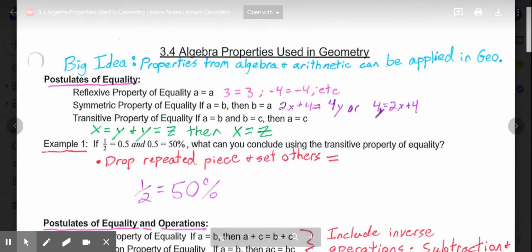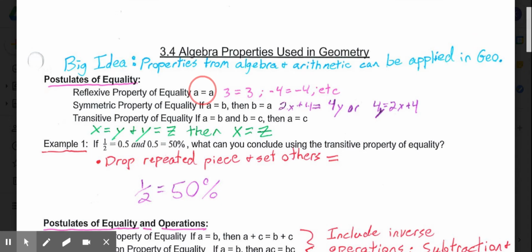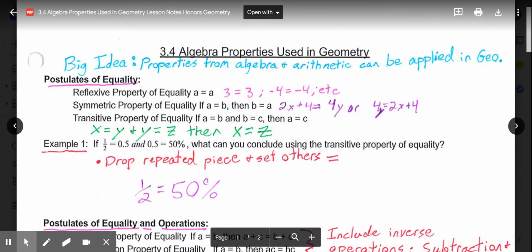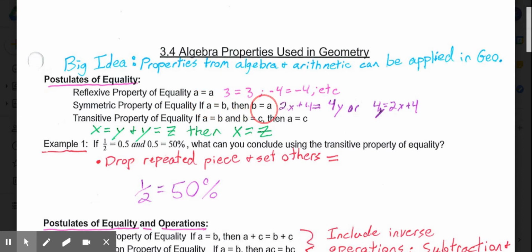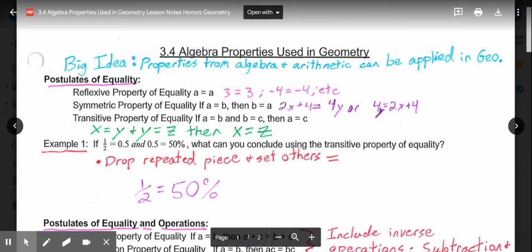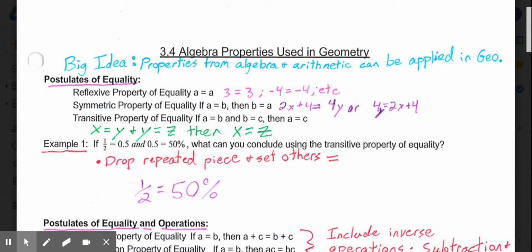The reflexive property of equality simply states that anything is equal to itself. So 3 equals 3, -4 equals -4, etc. The symmetric property of equality says if A equals B, then B equals A. So if 2x plus 4 equals 4y, then 4y equals 2x plus 4. We can flip what's on the sides of the equal sign.